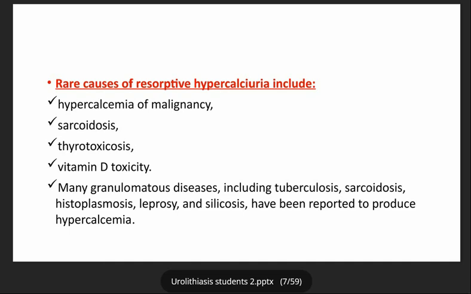that can increase calcium reabsorption and can increase calcium in the blood. So what's the most common cause of hypercalcemia in the outpatient setting? If you see a patient in the clinic and he has hypercalcemia, what's the most common? Hyperparathyroidism. Exactly. Primary hyperparathyroidism is the most common cause of hypercalcemia in the outpatient setting.